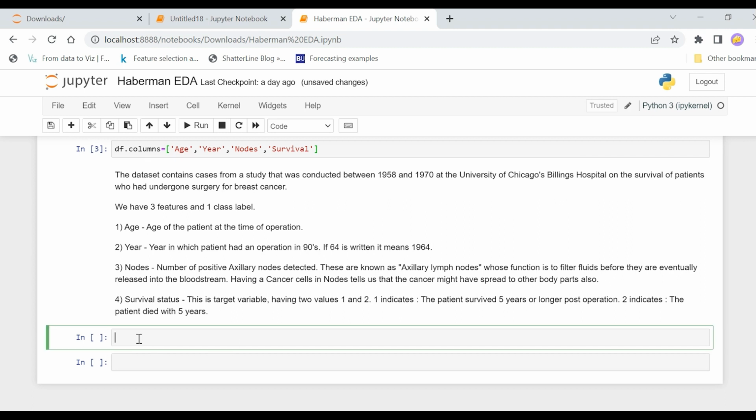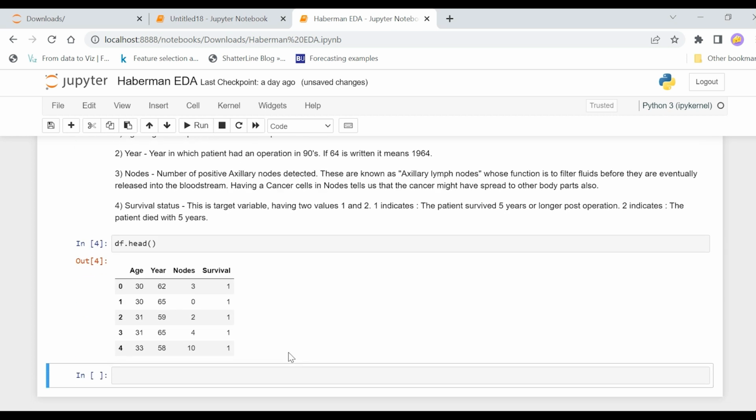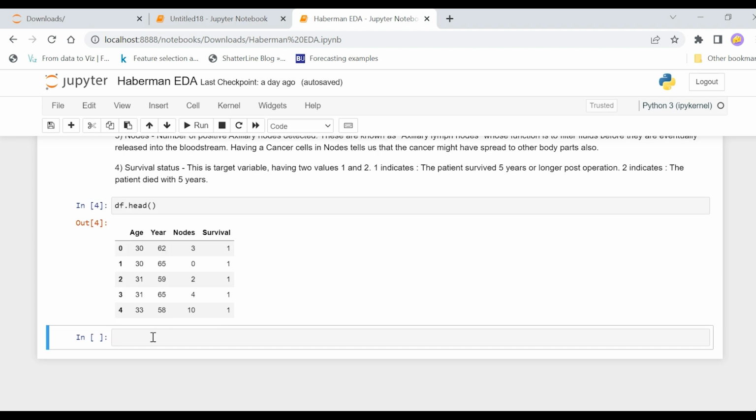Now you can actually see the dataset head, the first 5 rows. It says age, year, nodes, and survival, 1 or 2. Now you can actually see the value counts of survival, because these 3 are the 3 independent features, and we have to predict this.